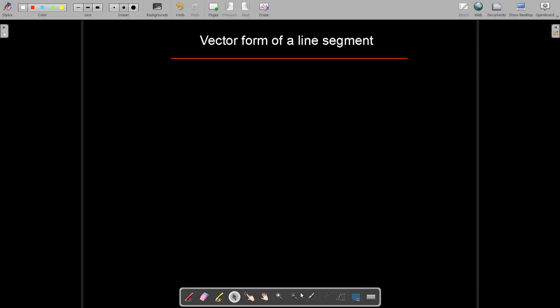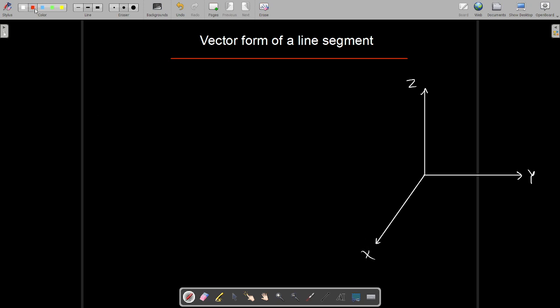Hello everyone. Today we're going to study about vector form of a line segment. So let me first draw x, y and z axis. So this is our y axis, x axis and z axis. This is our z axis, this is our y axis and this is our x axis.